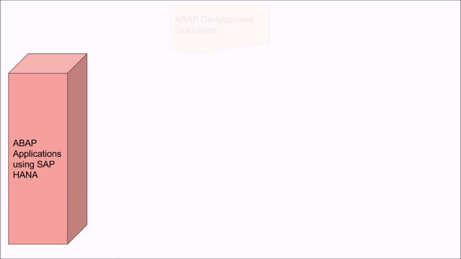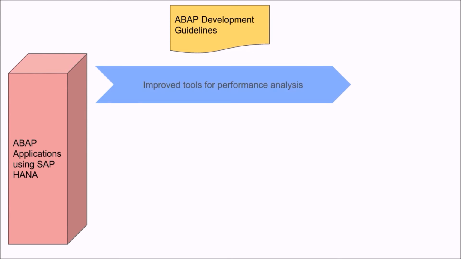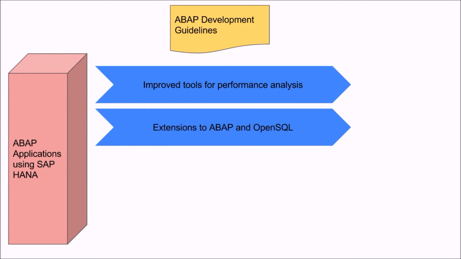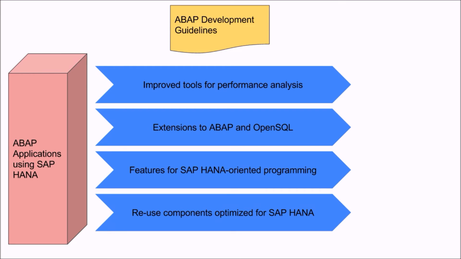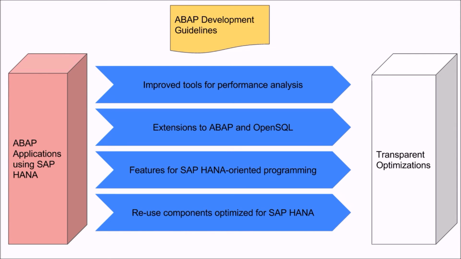So, following the ABAP development guidelines, we can produce more optimized applications. These guidelines consist of improved tools for performance analysis, extensions to ABAP and Open SQL, features for SAP HANA-oriented programming, and reuse components optimized for SAP HANA. With all of these guidelines, we can produce transparent optimizations for all ABAP developments.